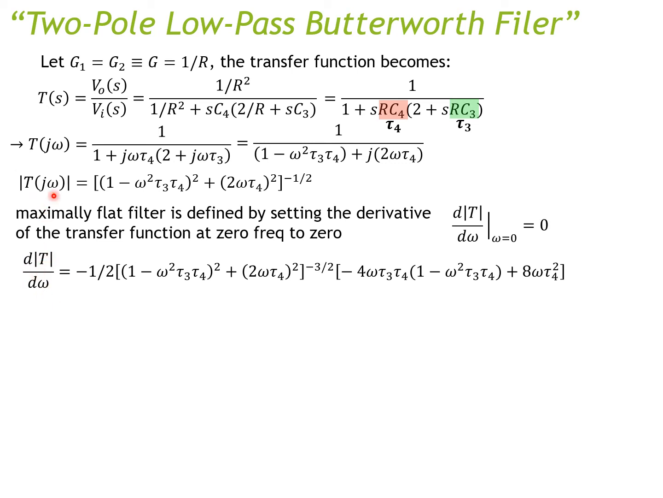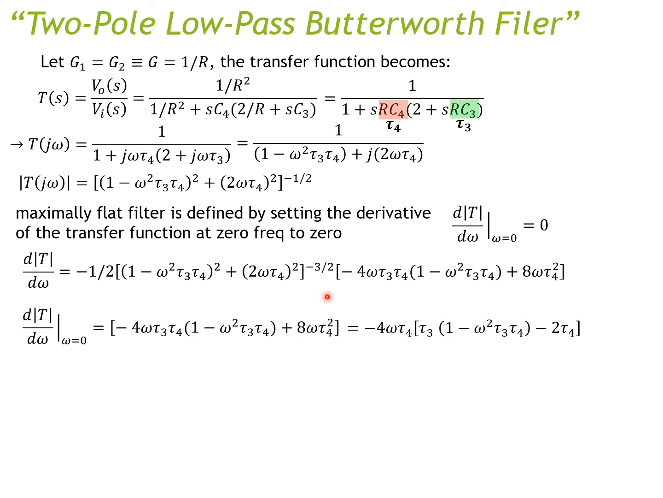First we need to find the derivative of this, so we take the derivative in terms of omega. We have this form in here. We substitute in omega equals 0, and we are left with this equation. Simplify it, set the whole thing equal to 0, and from this equation we can see that in order for this to be satisfied, 2 tau 4 has to be equal to tau 3.